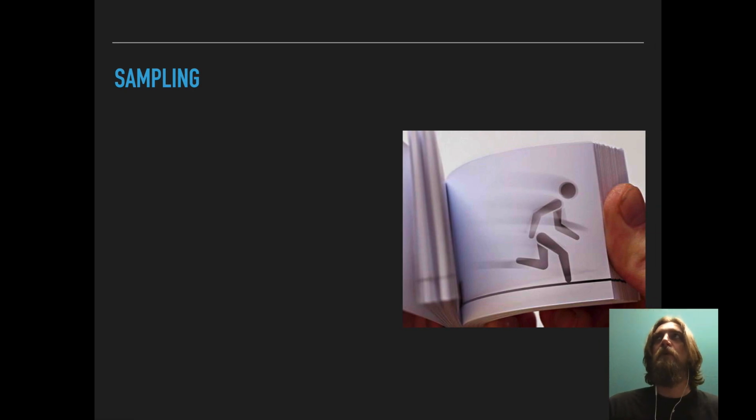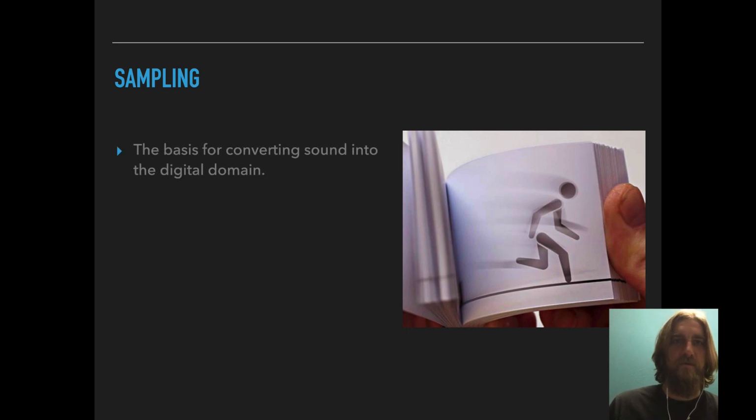So now we're going from analog sound, where we're talking about vibrations, compression, rarefaction, and some of the qualities of sound. And now we've got to turn that into the digital world. And we do that through a process called sampling. So the basis for converting sound into the digital domain, we need to take this real world vibrational related sound and turn it into something electrical that can be converted into ones and zeros that a computer can understand or that a recorder can record.